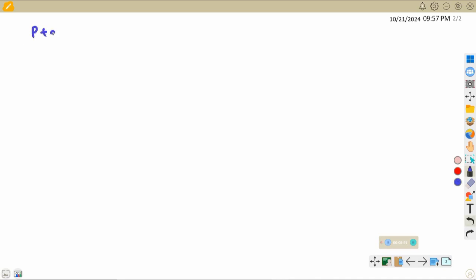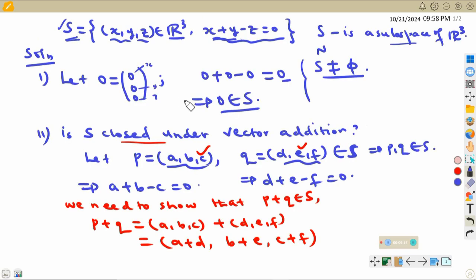So we have P plus Q as A plus D, B plus E, C plus F. This is what we have. Now let us look at this condition that must be satisfied.